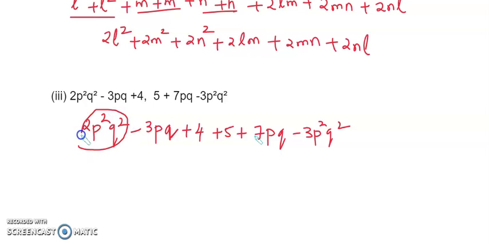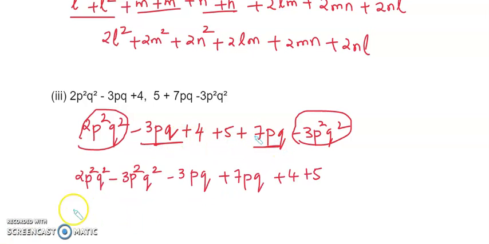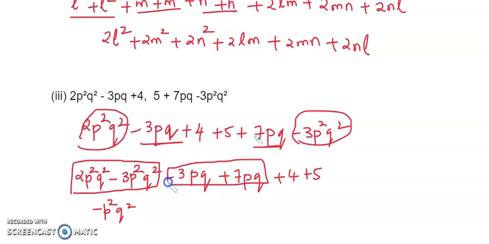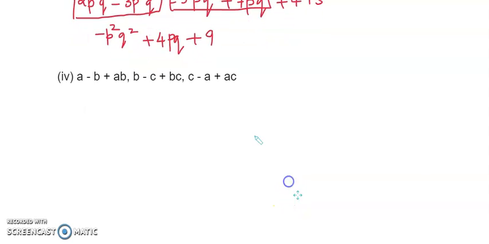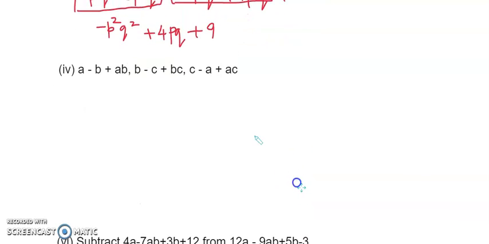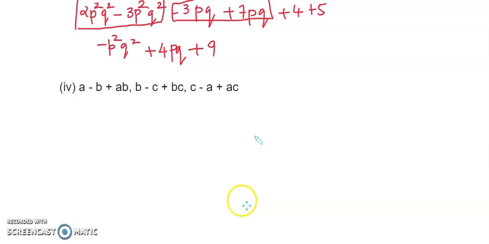Now this and this are same, right? Similarly, this one and this one are same. I'm going to put them next to each other as grouping. So what will happen? 2 minus 3, that will be a minus p square q square. Minus 3 plus 7, so it's a plus 4pq. And 4 plus 5, 9. Clear? I've kept this question for you to solve. These two questions, this fourth one will be yours for solution.